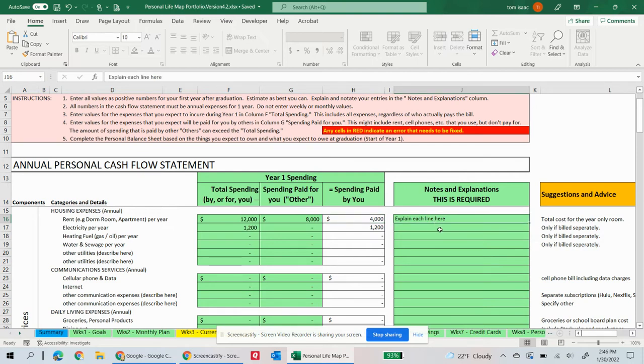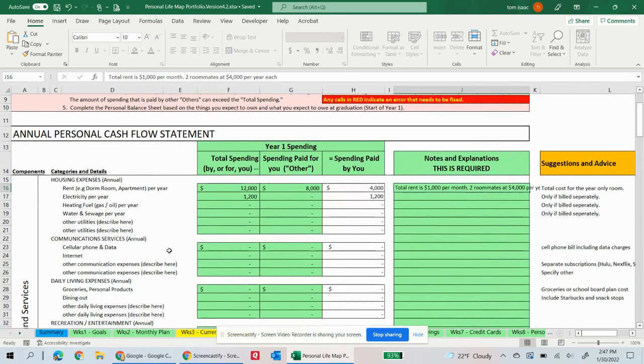So over here, I might say total rent is $1,000 per month, two roommates, at whatever that works out to be, $4,000 per year each, and you'd have that in there. As you go through all of the lines, you can see we have the same familiar line items that you had from worksheet number 3 on your current year expenses: your housing expenses, rent, electricity, heat, water, whatever.